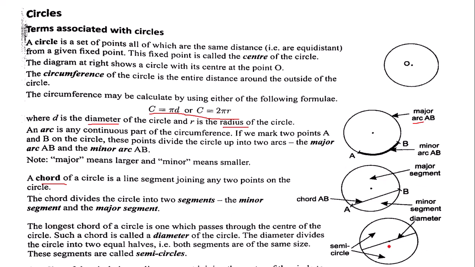The diameter is also a chord, but it's a special one because it passes through the center of the circle, and so it is given a special name, diameter. And the diameter divides the circle into 2 equal segments, and they are called semicircles. Semi means half, so the diameter divides the whole circle into 2 half circles. Let's move on.